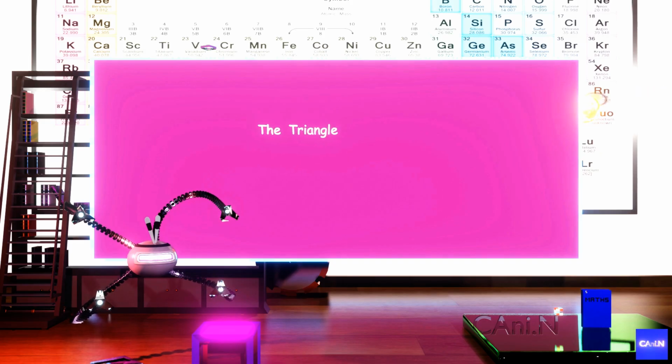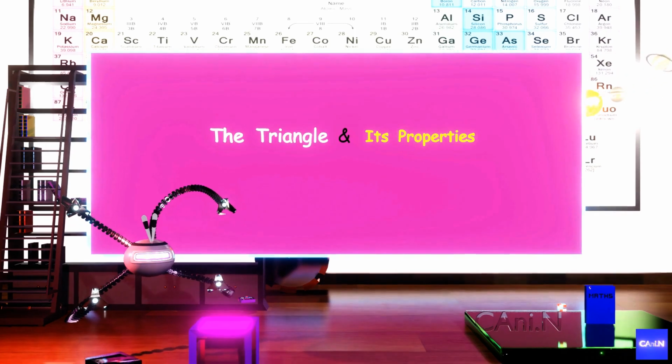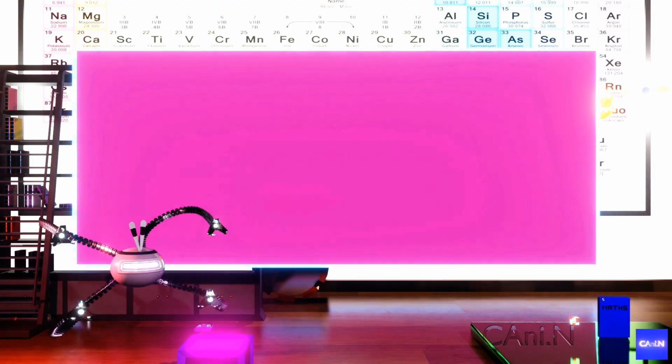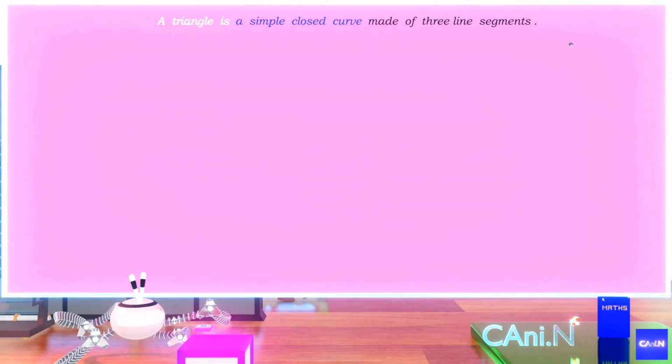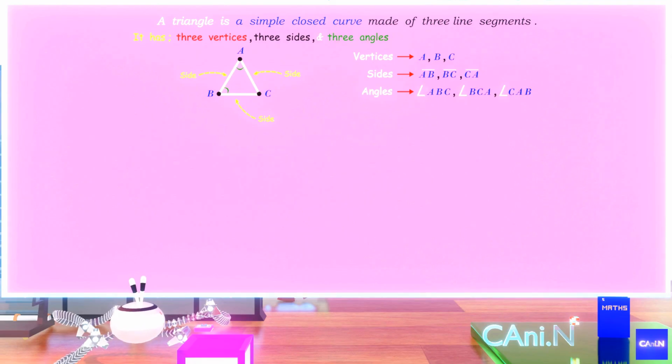Today our topic is the triangle and its properties. A triangle is a simple closed curve made of 3 line segments. It has 3 vertices, 3 sides, and 3 angles. Now, the side opposite to vertex A is BC, opposite to vertex B is AC, and opposite to vertex C is AB.